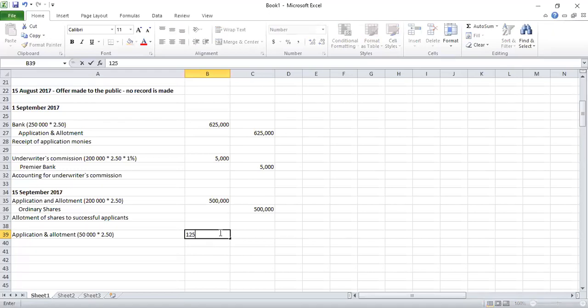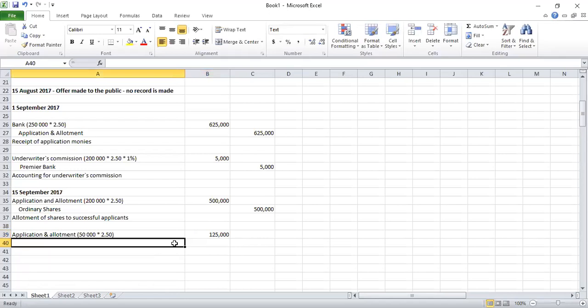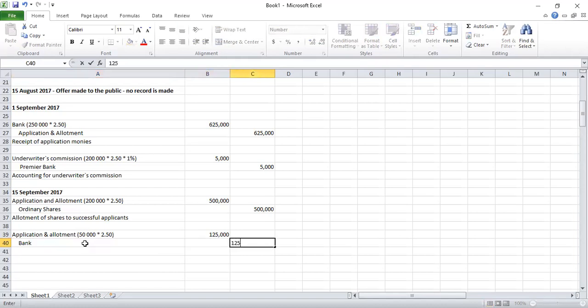125,000. Then we credit bank. That will be the refund of application monies to unsuccessful applicants.